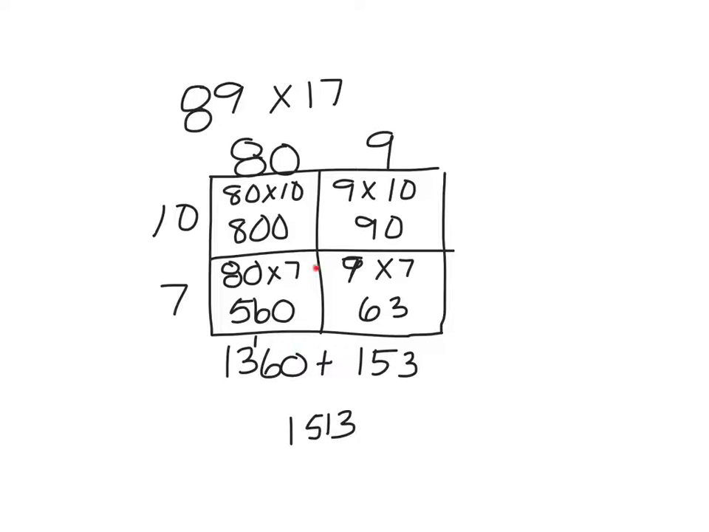Then I added the columns 800 plus 560, and I got 1,360. I added 90 and 63 and got 153. And I added both of those numbers and got 1,513.